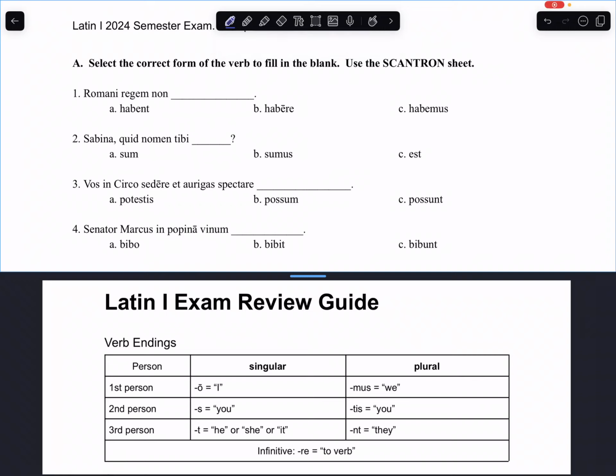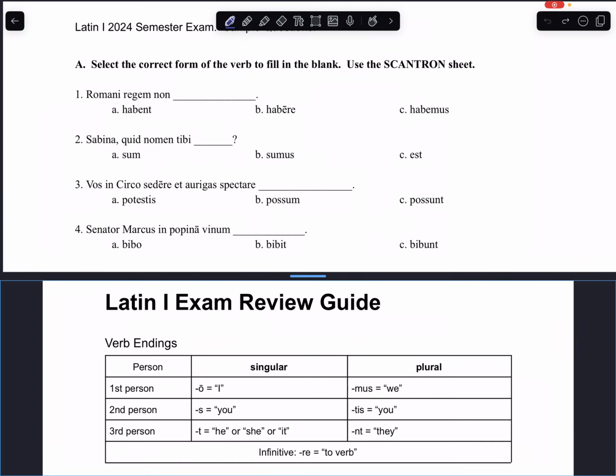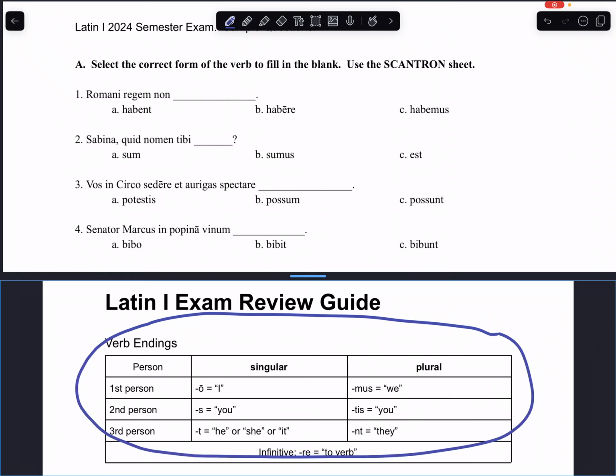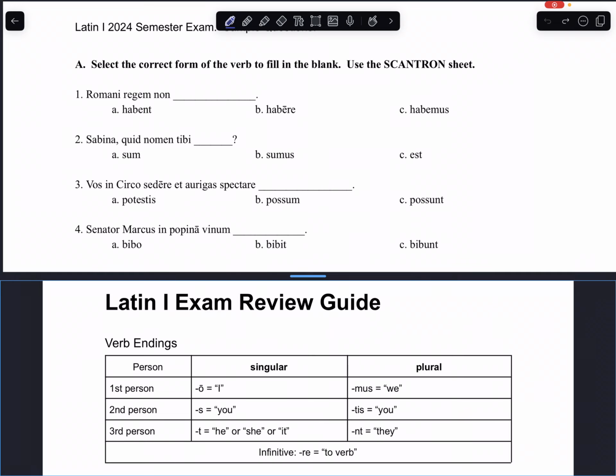I'm going to show you how to do some of these sample questions from your exam. So we're going to look at part A on the review sheet, and it says select the correct form of the verb to fill in the blank. And you're going to use the Scantron sheet to record your answers. This particular part of the exam is going to test your ability to use this part of the review sheet, right? And I put it there for a reason, so we can consult it as we go along.